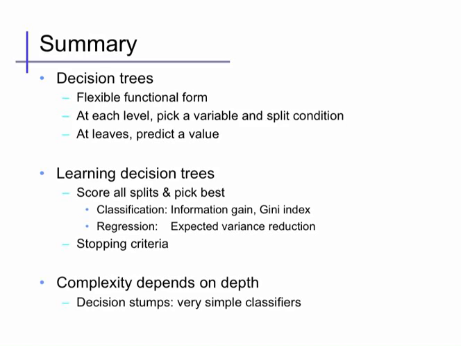So in summary, decision trees are a common flexible functional form for machine learning. They work by a set of nested if-then-else statements that at each level pick a single variable or single feature and a condition on which to split. For continuous variables, usually it's a greater than or less than condition. At the leaves of this tree, it predicts a value, either a class or a real valued number for regression.